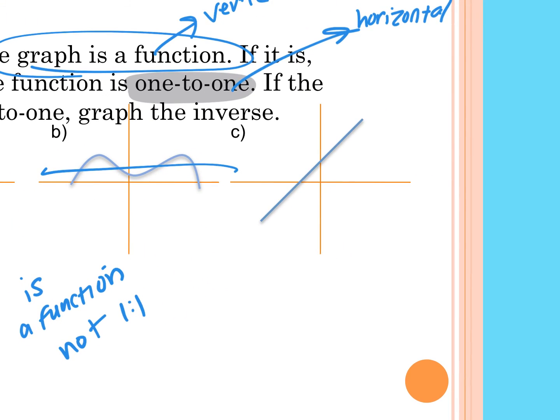Go to C. Is it a function? Yes, it is a function. Is it one-to-one? Yes, which means it does have the inverse. Now it wants you to graph it.